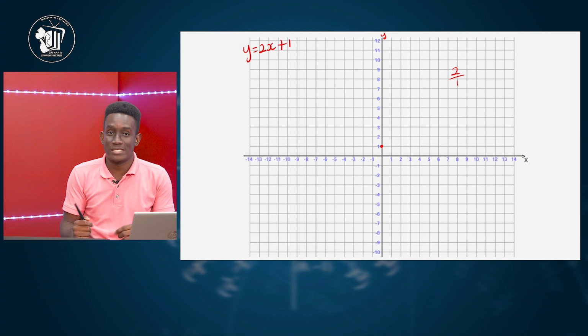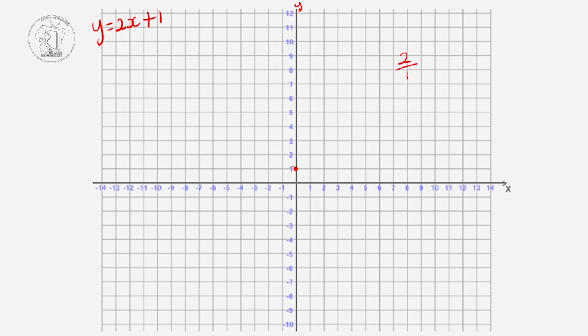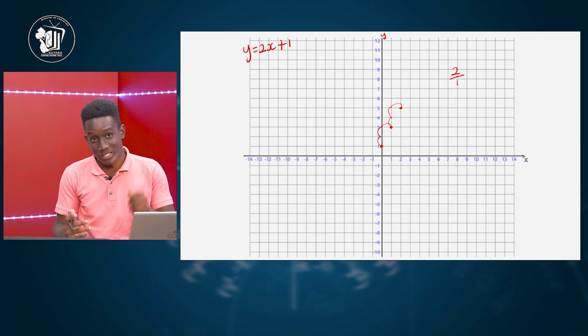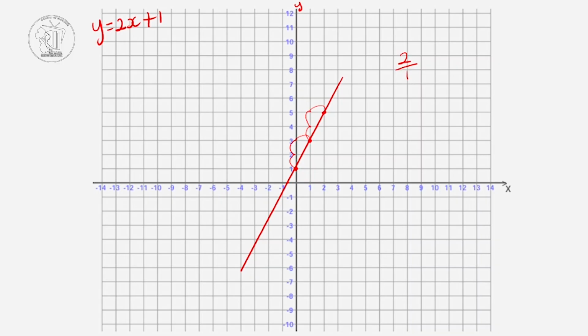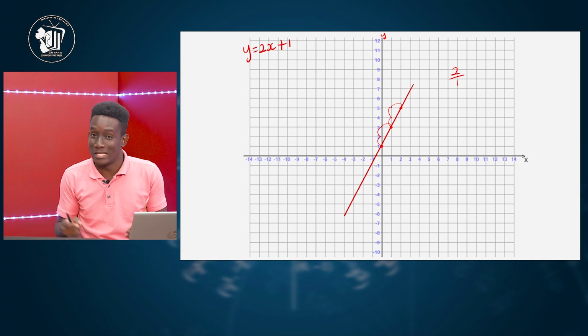From the y-intercept, you can use the rise over run, the gradient, to get the other points. We go up 2, 1, 2, then across 1. The other point comes right there. From here, we go up 2 again and across 1, and the next point comes there. Now that we have those points, we take our ruler and connect them, and this gives us the straight line. All we needed was the gradient and the y-intercept, and that was enough to draw this straight line. As easy as that.